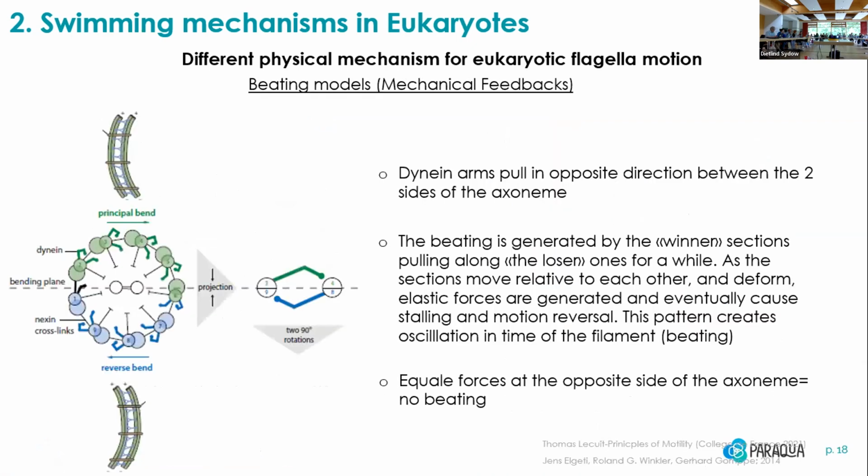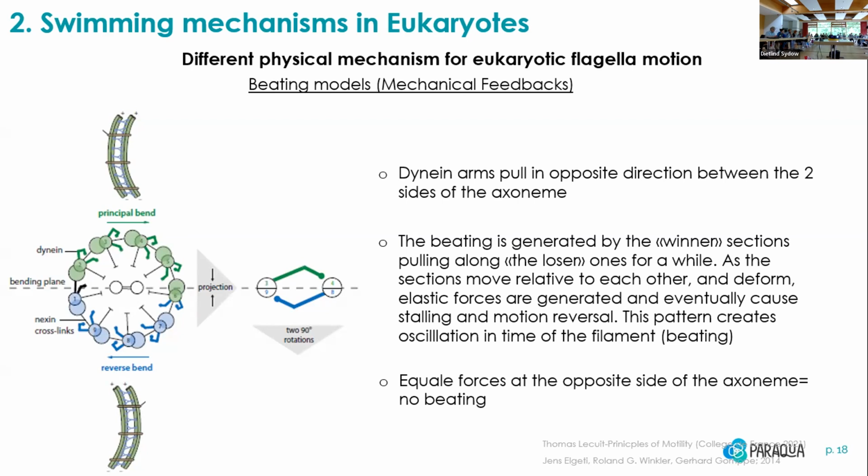A more complicated model is the beating model. In this case, basically the flagella is beating over time, so it's acquiring a particular oscillation pattern over time. In the case of the beating model or mechanical feedback model, we have to imagine our axoneme divided in two sections. And in these two sections, we have two sections of dynein arms, which pull one on the other side. So this is the axoneme, and these are the two sections of dynein that do this kind of movement.